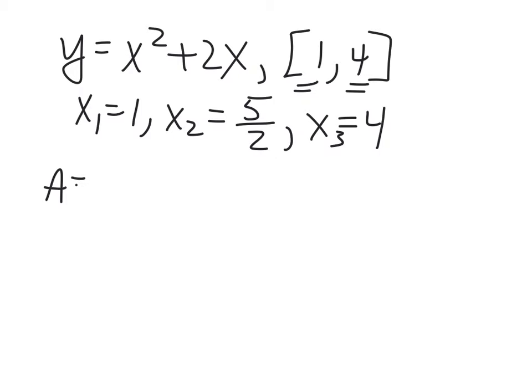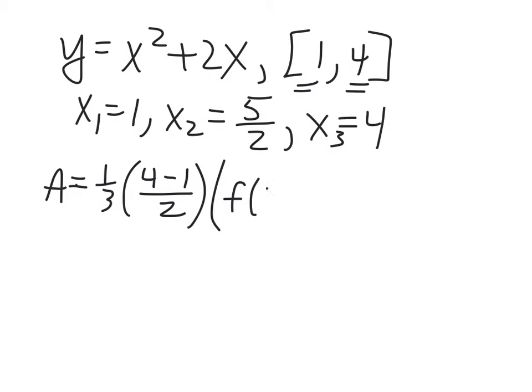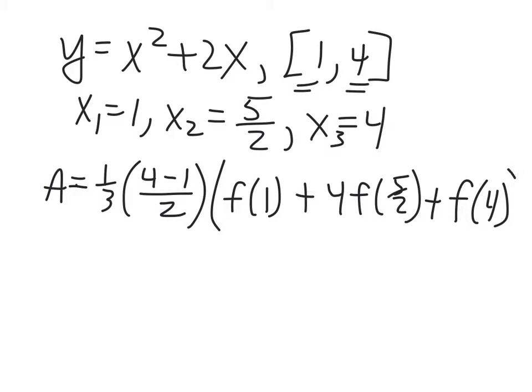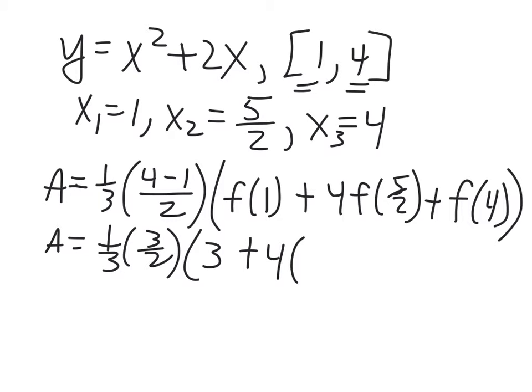Now the area, based on our formula, is 1/3 times x sub 3 minus x sub 1 all over 2. And then the function values, and here I'll put in f of instead of y sub 1, y sub 2 and y sub 3. But the formula says we have 1 of the f of x sub 1, but then 4 times f of x sub 2, and then 1 of the f of x sub 3. So calculating those, 1/3 times 3/2, that'll make things nice. f of 1, 1 plus 2 would be 3. Then plus 4 times f of 5 halves.